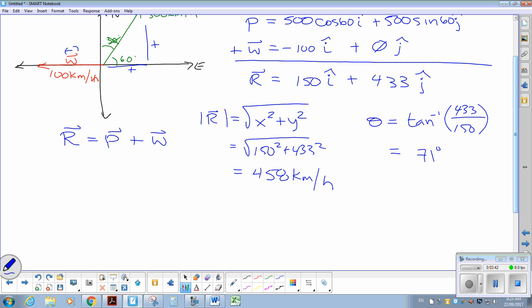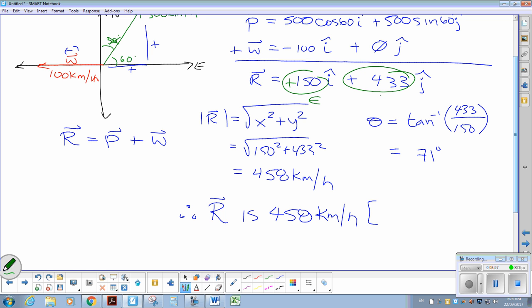Therefore, the resultant for this plane is 458 kilometers an hour. We have a positive x component, which means east, and a positive y component, which means north. So we have east, 71 degrees north.